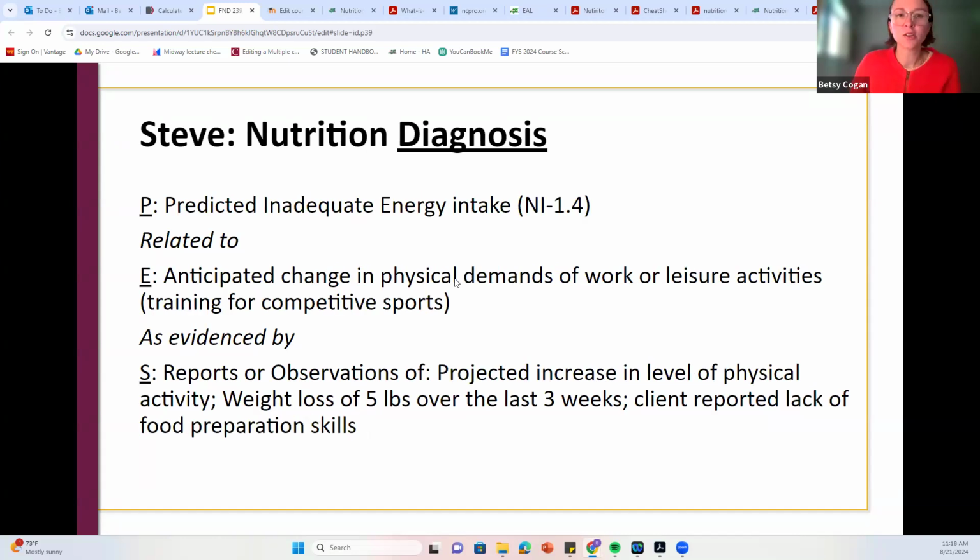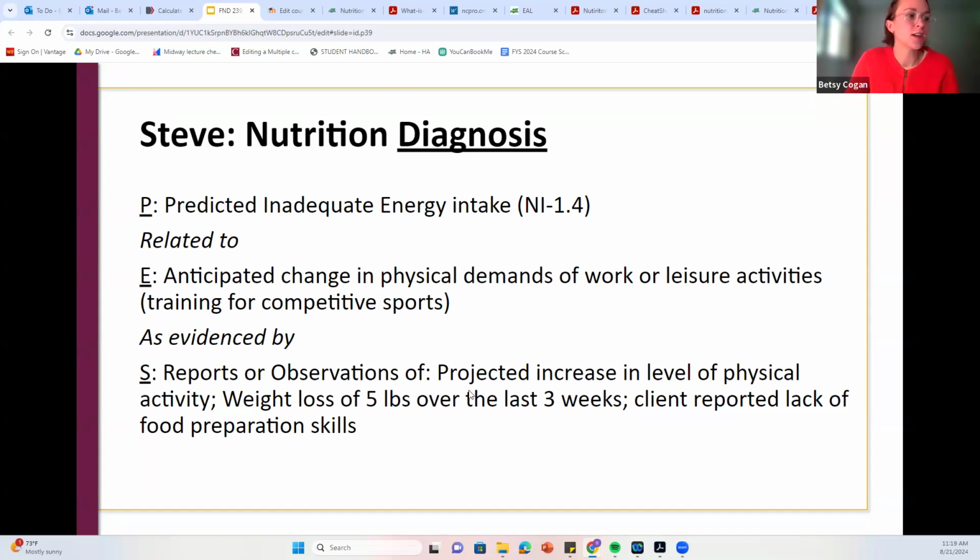For Steve, our diagnosis might be slightly different, right? So he's training for a marathon, but he has predicted inadequate energy intake. And again, we list the identifier code within the nutrition terminology. And then his predicted inadequate energy intake is related to anticipated change in physical demand or leisure activities, as evidenced by, so what's the data?